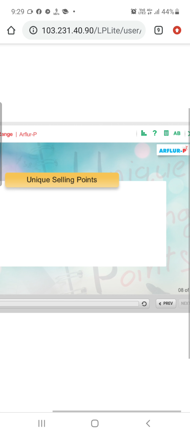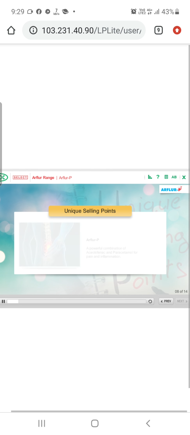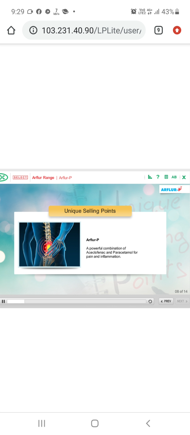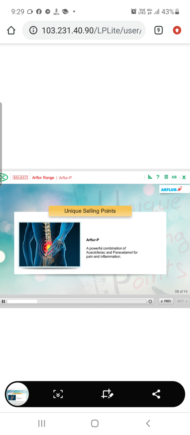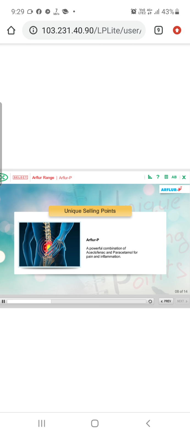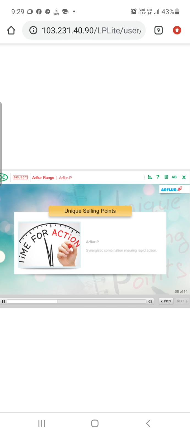Here are the unique selling points of Arflur P. Arflur P is a powerful combination of aceclofenac and paracetamol for pain and inflammation. It is a synergistic combination ensuring rapid action.